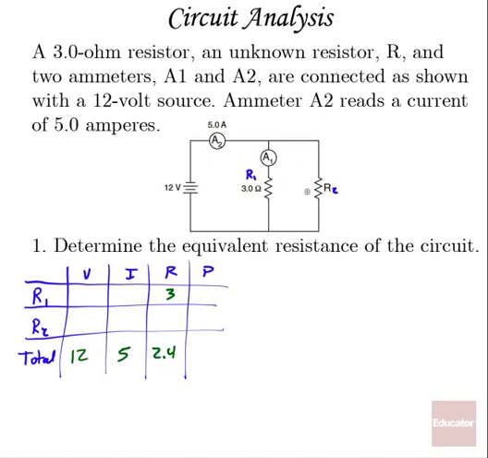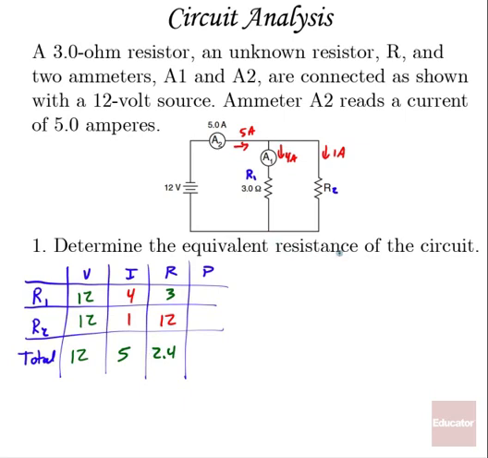Since this is a parallel circuit, we're going to have the same potential drop across both resistors, so we can fill that in, 12 and 12. And current equals V over R. I equals V over R. This will be 4 amps. If we had 5 amps here, and we have 4 amps going through R1, we must have 1 amp going through R2. Now I can figure out the resistance of our unknown resistor, R equals V over I, or 12 ohms.